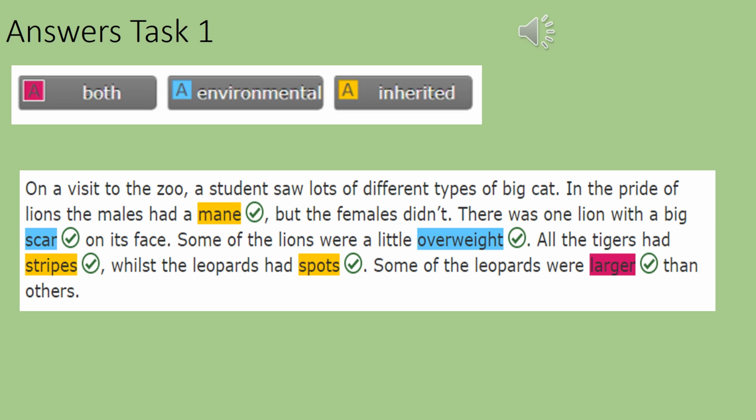On a visit to the zoo, a student saw lots of different types of big cat. In the pride of the lions, the males had a mane. That was an inherited variation. The females didn't. There was one lion with a big scar, environmental. Some of the lions were a little overweight. Again, another environmental factor. All the tigers had stripes, while all the leopards had spots. These are both inherited. And some of the leopards were larger than the others. And this can be both. This can be an inherited thing, but it also could be to do with their environment. So hopefully you've got all 6 correct. Well done.